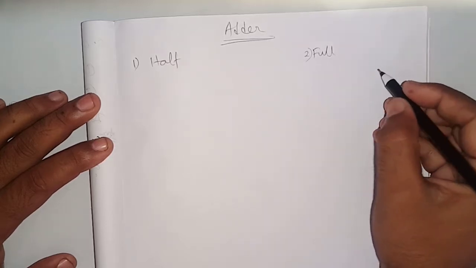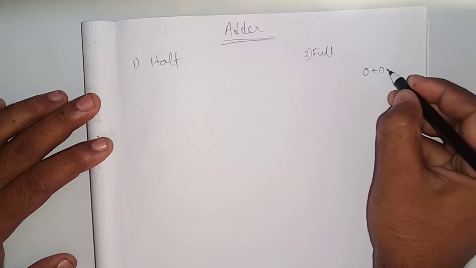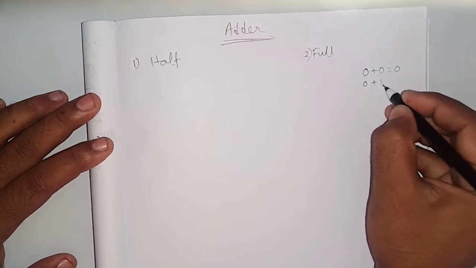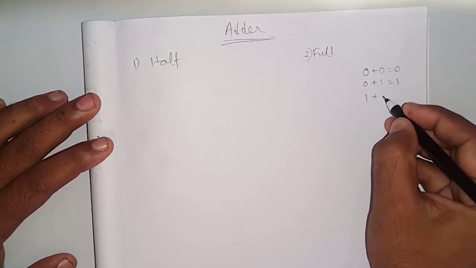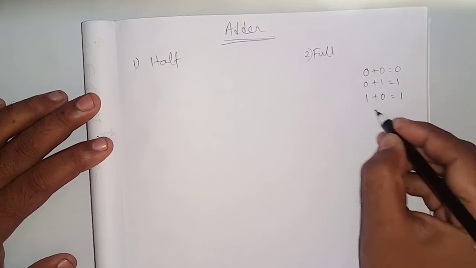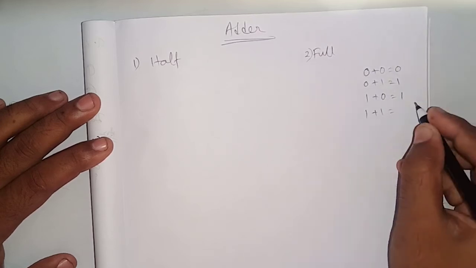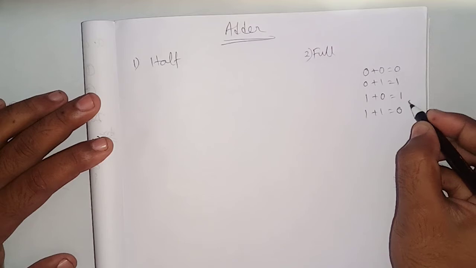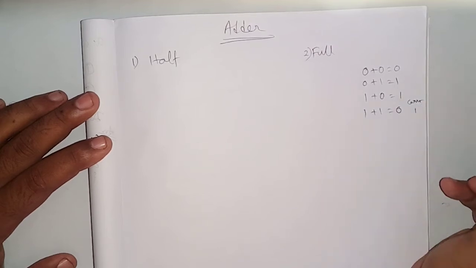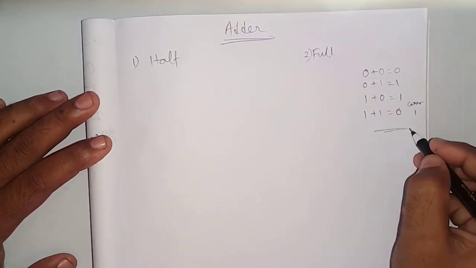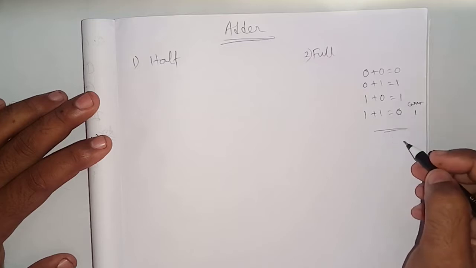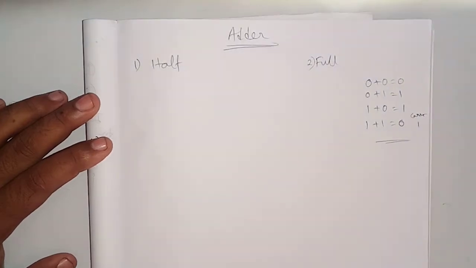So we know the formula: 0 plus 0 is equal to 0, 0 plus 1 is equal to 1, 1 plus 0 is equal to 1, 1 plus 1 is equal to 0, carry 1. Right? We know this formula. From this formula, I will tell you right now how we create an adder.